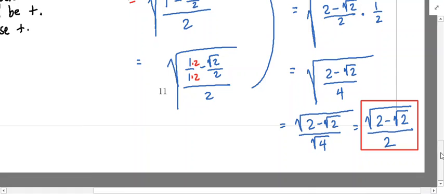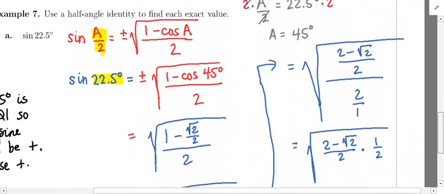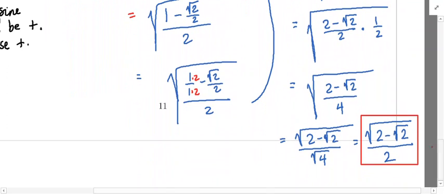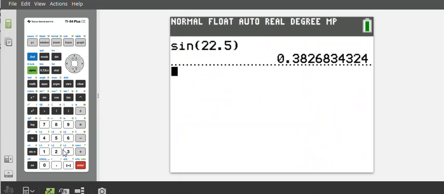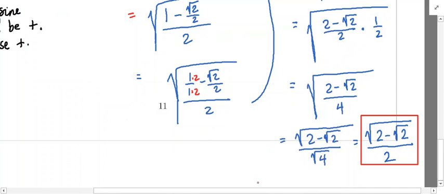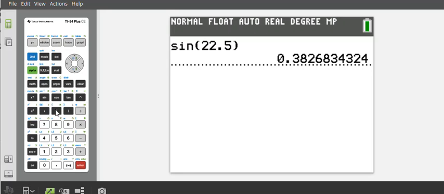What we can do is plug in this value we just calculated and compare its decimal expansion to the sine of 22.5 degrees, and they should be the same. If I go to my calculator, I'm already in degree mode, so I'm going to punch in the sine of 22.5. There's the decimal expansion. Now I'm going to plug in what I got. Be careful with parentheses here because there's a lot of square roots. I'll put the numerator in parentheses: square root of 2 minus the square root of 2.